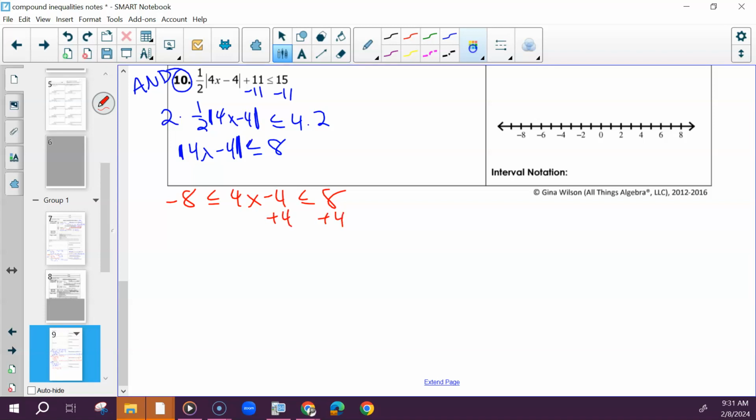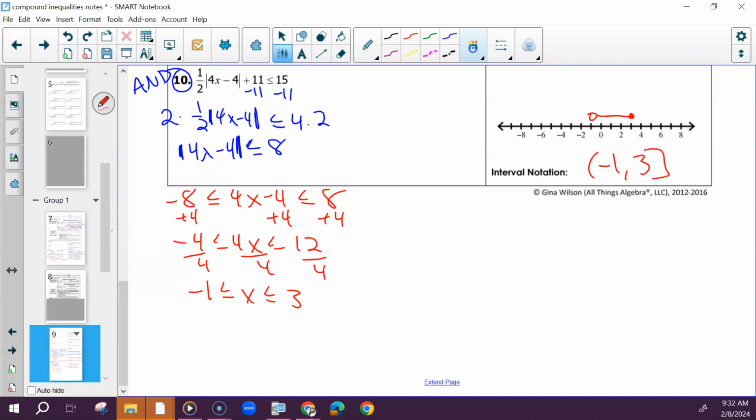And then solve that one. Add 4. And then divide everything by 4. So then graph it, starting at negative 1, ending at 3. And that would be parenthesis negative 1 to 3 bracket. Do you have any questions about that one?